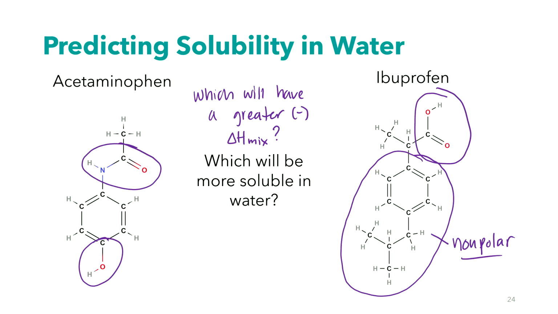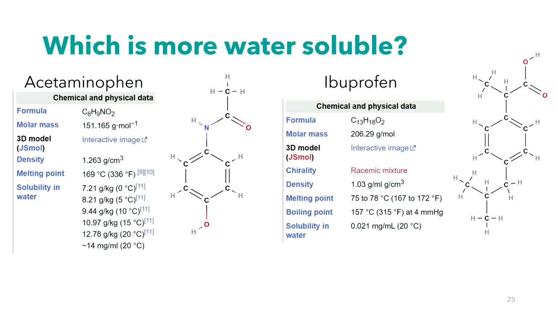It'll be like, no, you're going to make me solvate that? I don't think so. I don't want to do that. Okay, so I'm going to guess, just based on looking at these structures and looking for those polar groups, that acetaminophen is more soluble than ibuprofen. And then you go to Wikipedia, as good scientists do, of course, and you say, all right, look, solubility in water.